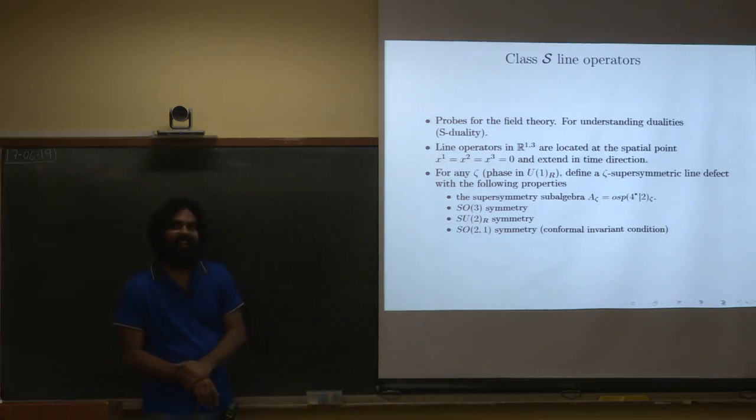I guess another way to say it is that this preserves half of the supersymmetries, right? The zeta is a choice of which half of the supersymmetries. Yeah, you can say that. It labels the embedding of the OSP that is written inside the 4D superconformal group. It must be that.